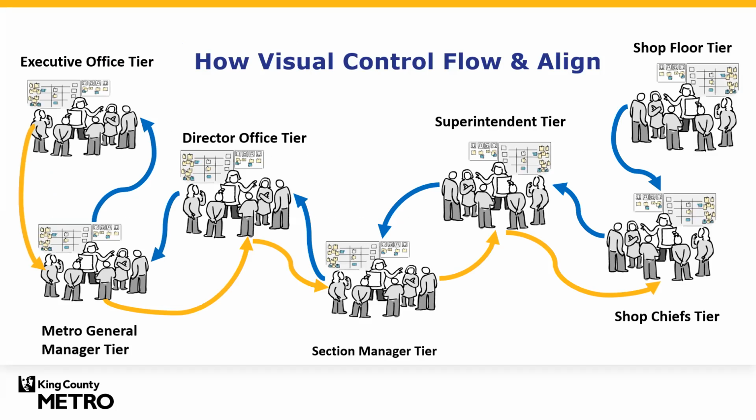So how the visual control flows and aligns through King County is through tier boards. There are tier boards at the different levels, and the strategy flows down from the executive level through the different levels to the shop floor. See the yellow arrow. And then the information flows up from the shop floor, so the data flows up to the different levels, to the top level, to say, how are we at achieving those strategies? See the blue arrow. The purpose of the tier boards is to communicate the current condition and monitor how we are doing to achieve our target conditions.